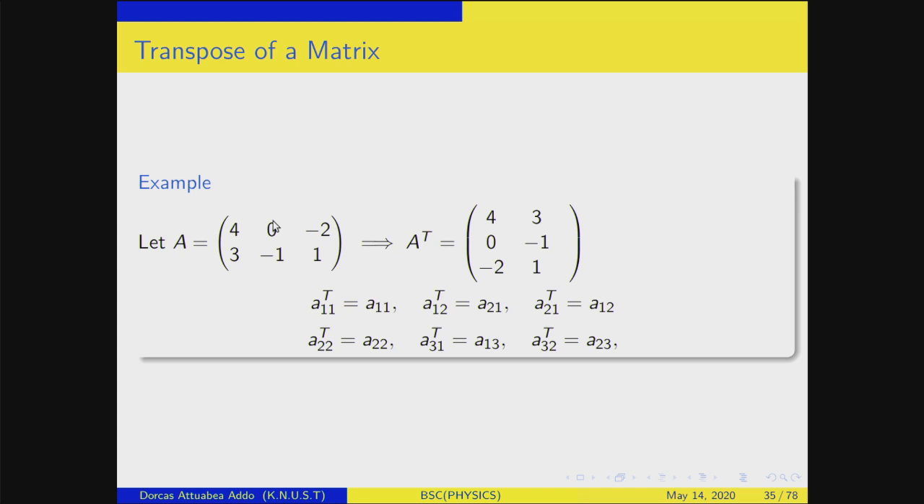What is the order of this matrix? This is 2 by what? 3. This is 3 by what? 2. So the order changes for a transpose. If the matrix is of order m times n, then the transpose of that matrix is going to be what? n times m.